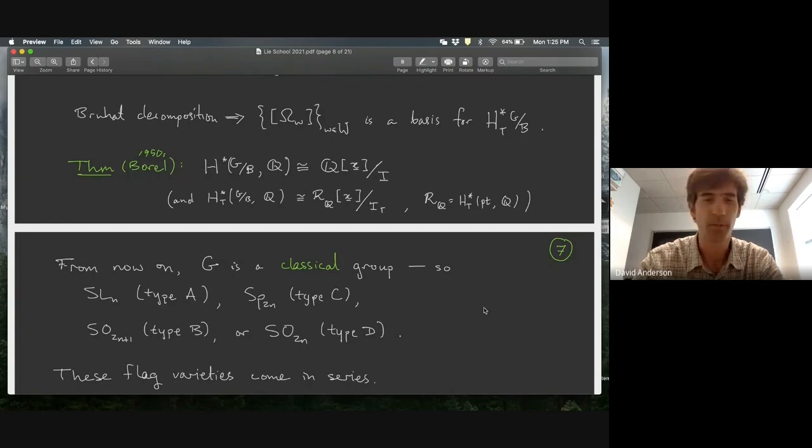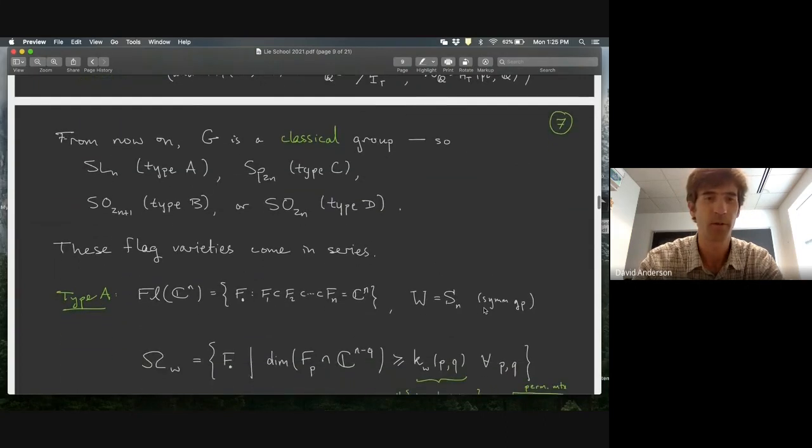So let me tell you about them in a little more detail. The type A flag variety just parameterizes all nested chains of subspaces where the dimension of the ith space is i. So F1 is contained in F2 all the way up to Fn. The Weyl group in this context is the symmetric group. So it's just permutations of 1 through n.